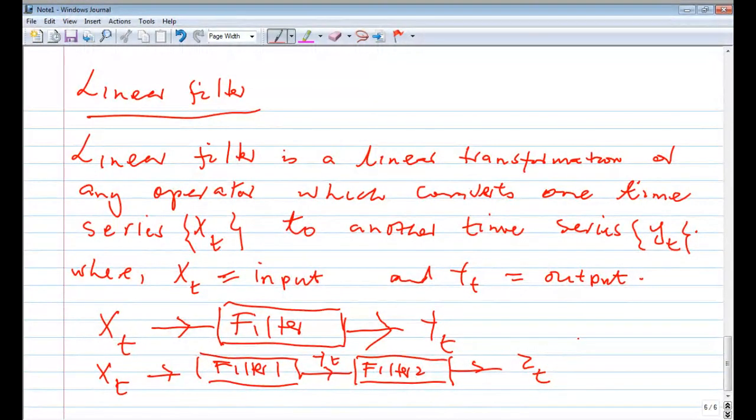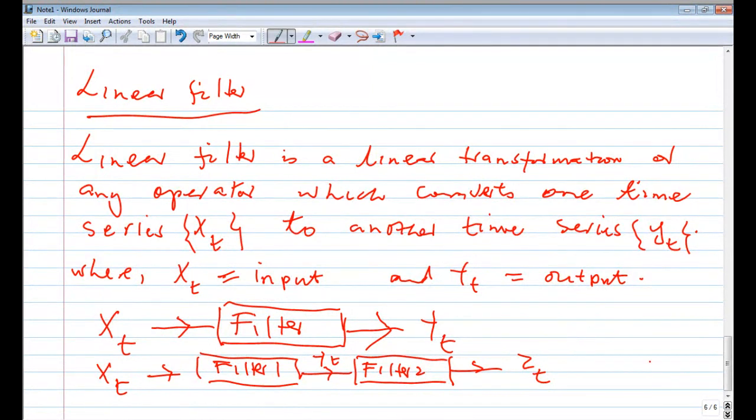Can I ask a question? Yes. Since xt is an input to the first filter, and the result is yt, is yt going to be an input to filter 2? In this case, xt is an input. You put it inside the filter and it produces an output called yt. At the same time, yt is going to be an input into filter 2 and produces another output, which is zt. Oh, so yt can act as an input as well? Yes. Okay, thank you.